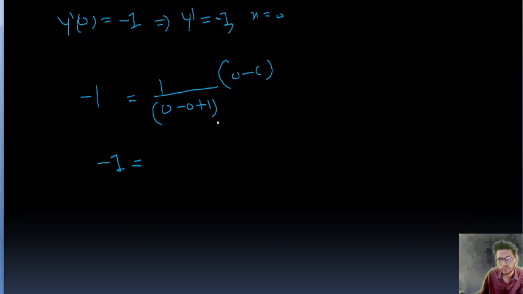So from here, minus 1 is going to be equal to minus c, right? Minus c. So that implies the value of c is 1. Value of c is 1.